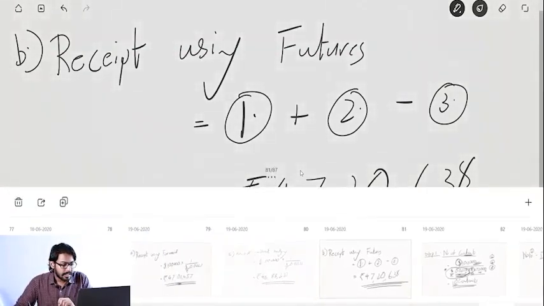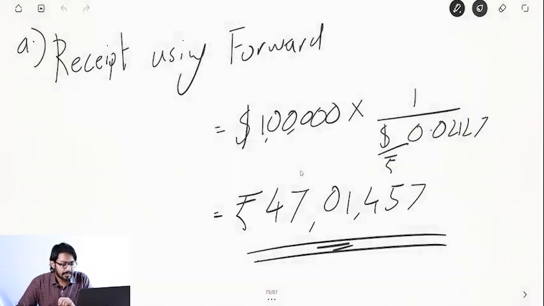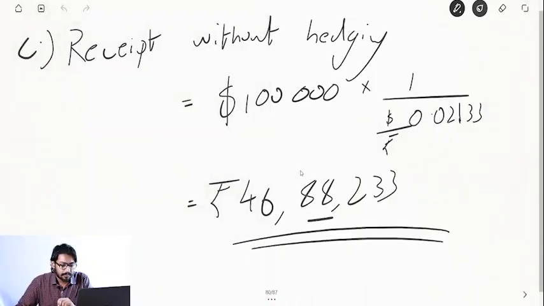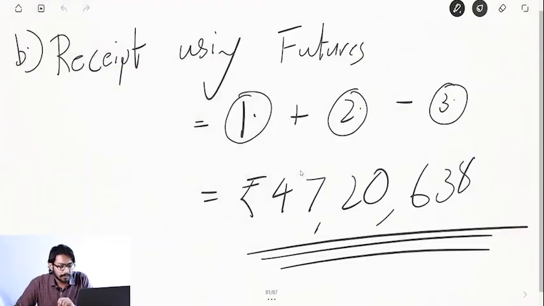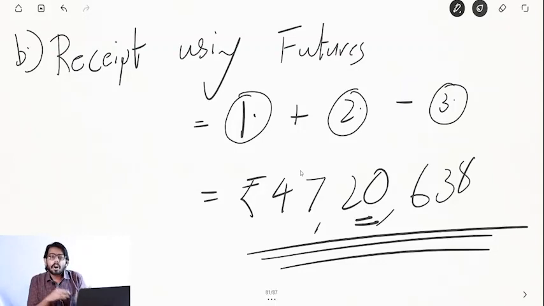Now, receipt using forward is 47,01,000. Receipt without hedging, I think, was 46,88,000, and receipt with futures was 47,20,000. Write down the decision. The greatest receipt is using the futures contract. That is the recommended method. Using futures is the recommended mode of hedging. Your risk is also reduced because if you are using futures, it is reduced risk. Also you have the best receipt. So futures is the best option.